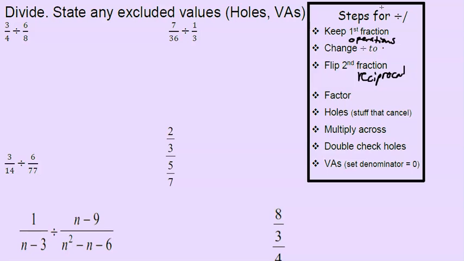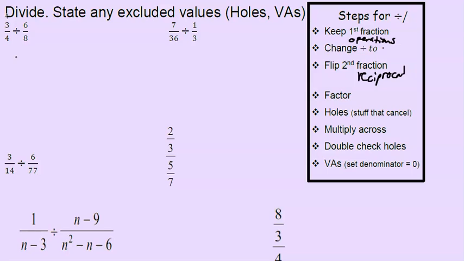Once you do that, you'll factor if needed, cancel out the factors that are the same to find your wholes, multiply across, double check that there's nothing else to cancel, and then set the denominator equal to 0 to find your vertical asymptotes. If we look at number 1, we only have to do the first 3 steps, it looks like. Or actually, there are some things we can factor out.